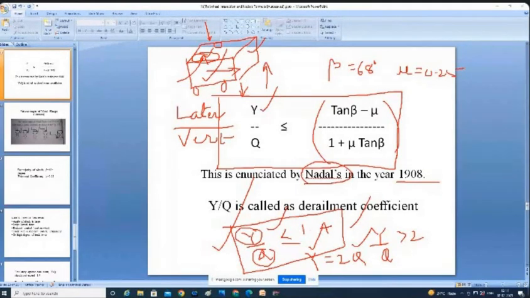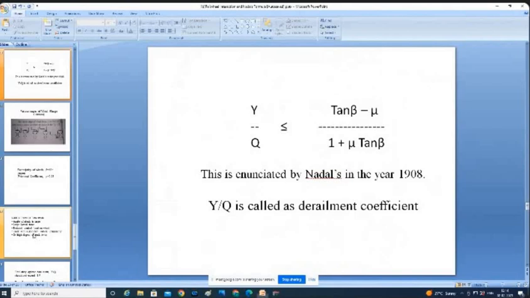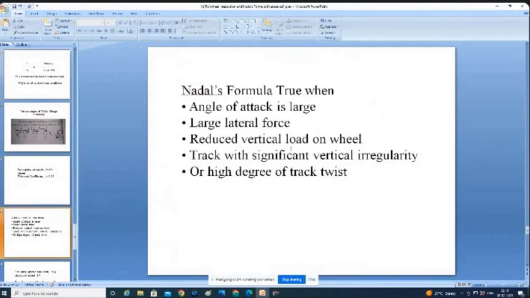So here you don't try to substitute these values. This formula will only tell us in what situations Y is dominating the vertical force. That you have to understand theoretically. Nobody tries to work out the value of beta, the value of mu and all. Only when Y is influencing more than the vertical force, that we have to study. Nodal's formula also has some limitations: when it is valid and when it is not valid.